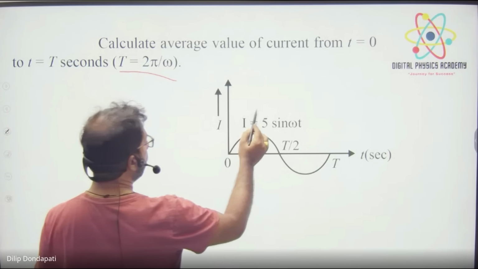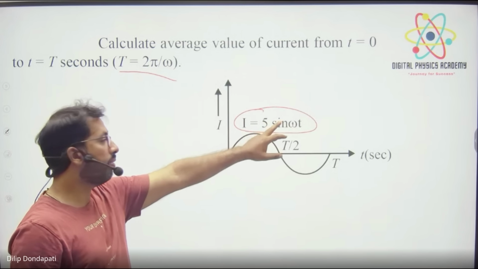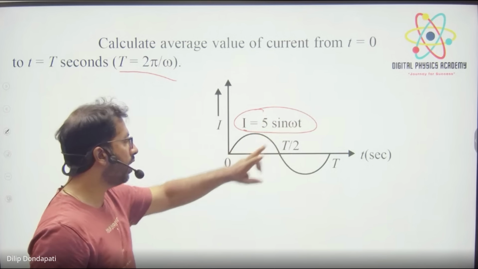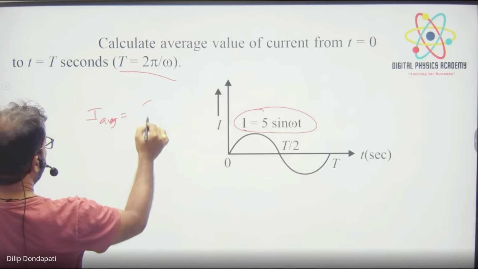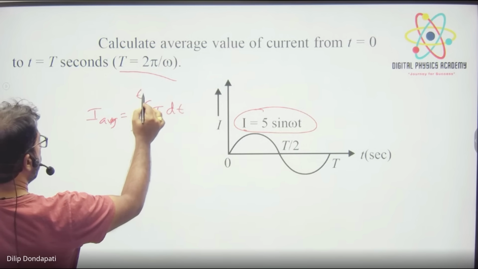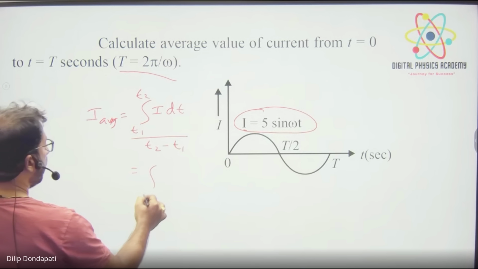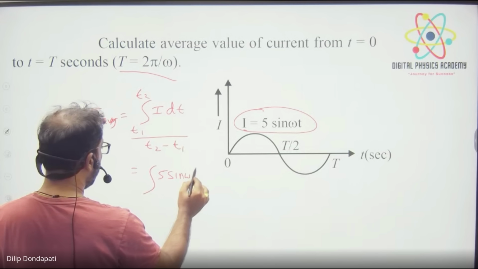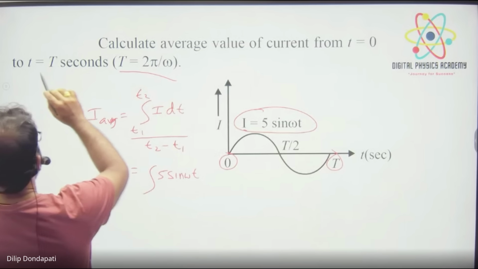So the value of I is given. I is a function of time, because I0 sin omega t is given. So whenever I is a function of time, what will the I average formula be? I average will be integral of I dt from t1 to t2 divided by t2 minus t1. Integral of I, where I is I0 sin omega t, from t1 to t2. t1 is 0, t2 is T. I want from 0 to T.